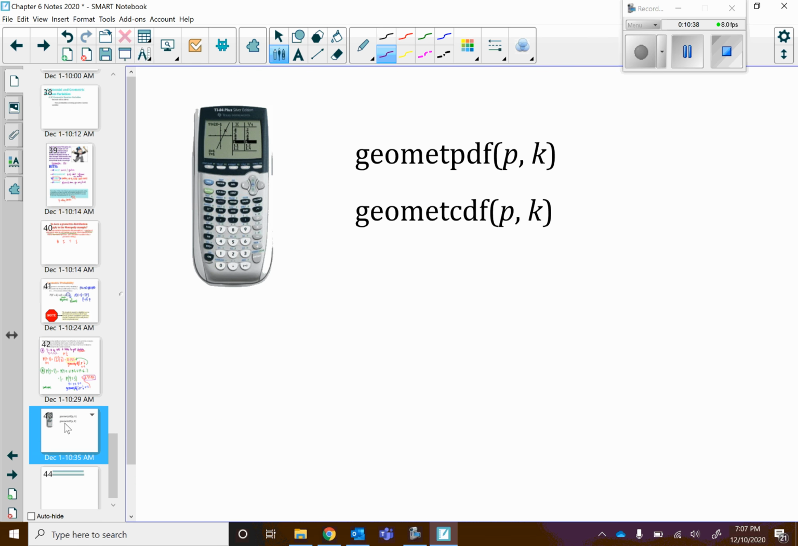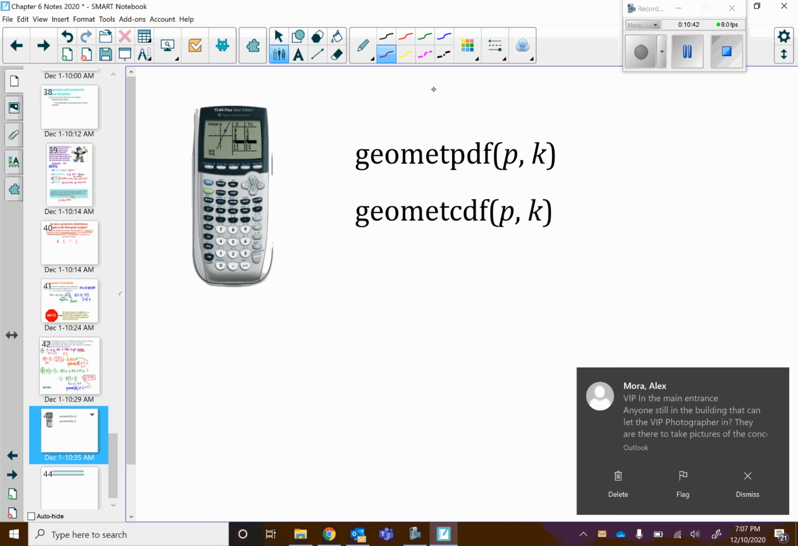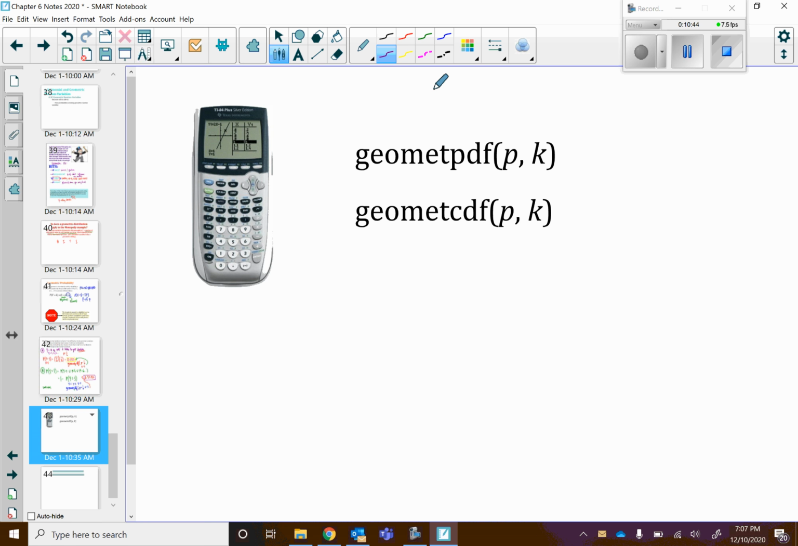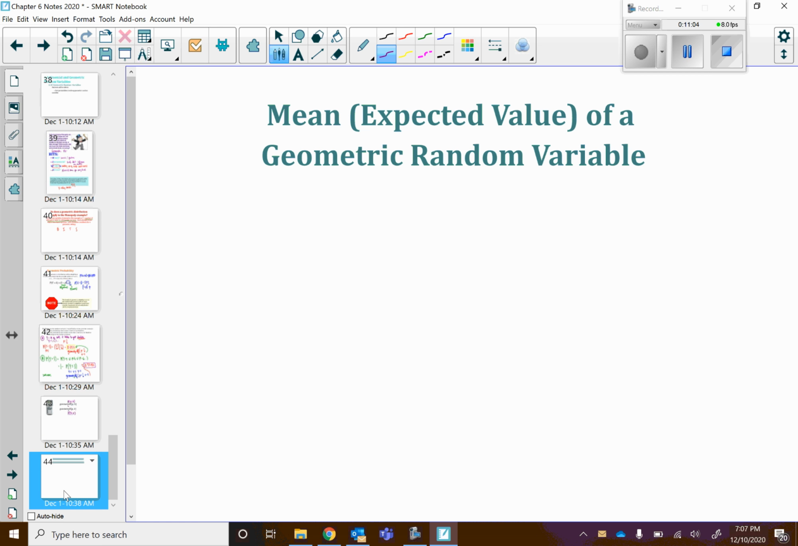Here are reminders of the calculator commands. We already kind of looked at this. Particular, meaning a specific value. C, cumulative, meaning everything less than or equal to. The probability that y is equal to k, or the probability that y is less than or equal to k. Cumulative, particular. And then the last thing in this section is a really small, and hopefully it makes sense, example.